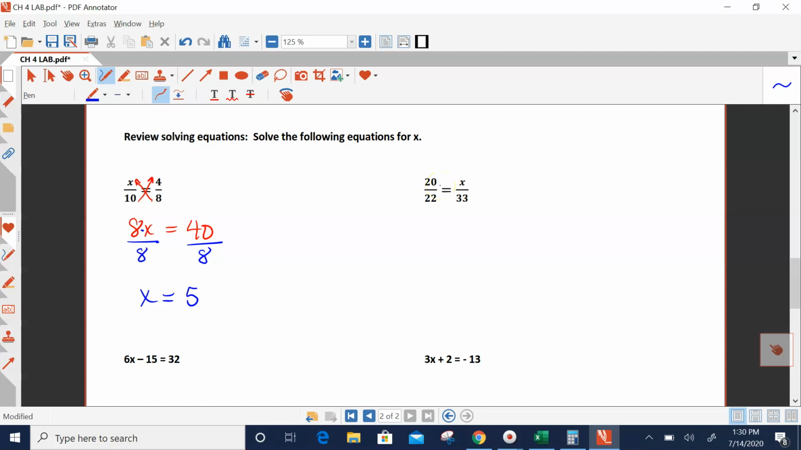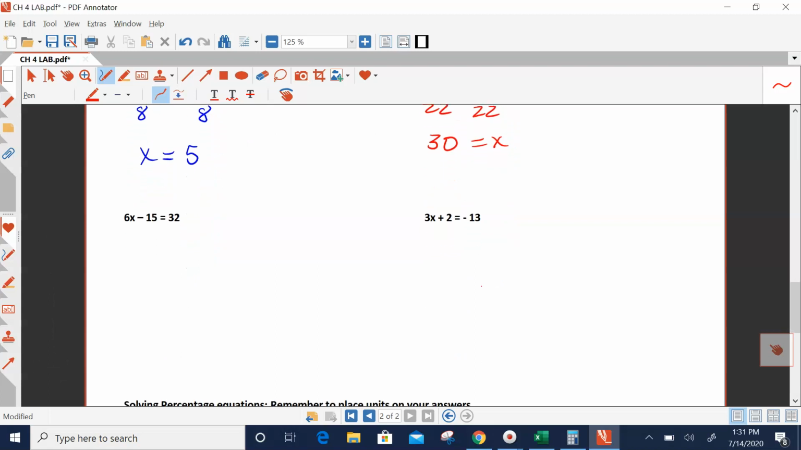You use the same procedure for the problem to the right of it, and then pause the video and come back and check your result. So this proportion problem is 20 divided by 22 equal to x over 33. We're going to cross multiply 33 times 20, which gives me 660, and 22 times x, which gives me 22x. To solve for x, I divide both sides by 22, giving me x equal 30.